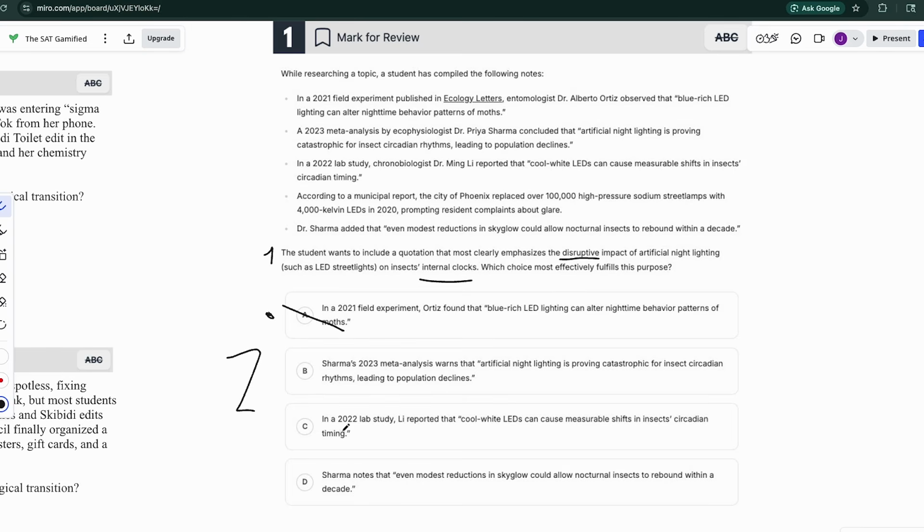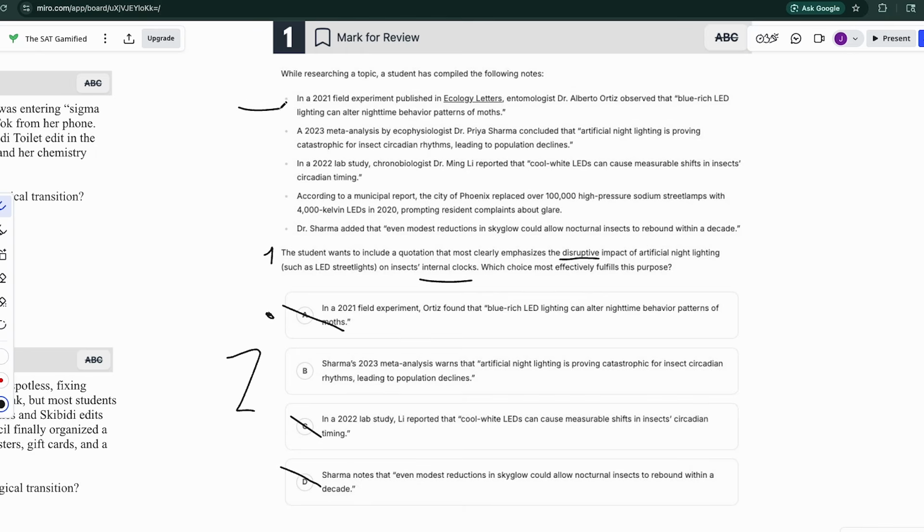C. In a 2022 lab study, Lee reported that cool white LEDs cause measurable shifts in insect circadian rhythm. Okay, so that's not really that good again because B is the only one that actually goes negative. C is still kind of just ambiguous. D. Sharma notes that even modest reduction in sky glow can allow nocturnal insects to rebound within a decade. Okay, that's very vague and unclear, so D cannot be it.